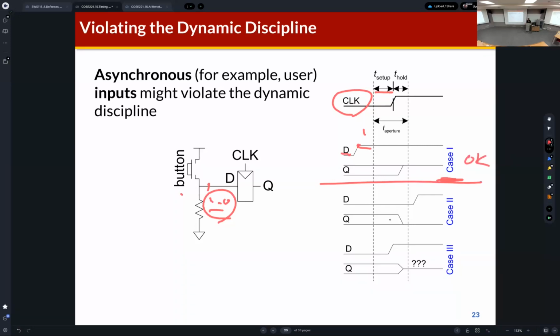How about this situation, case 2? It's also okay, right? Because D is changed after the hold time of this clock, of this D flip-flop. So this is okay. We can observe the proper output at the Q output of this D flip-flop, right? But how about this situation?